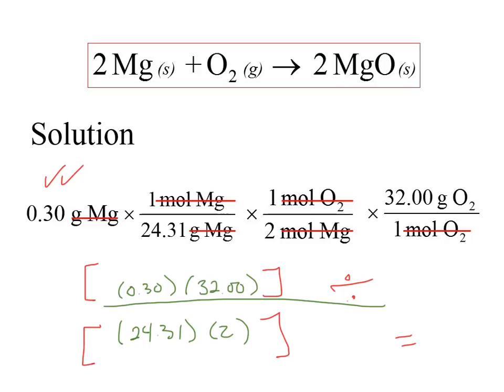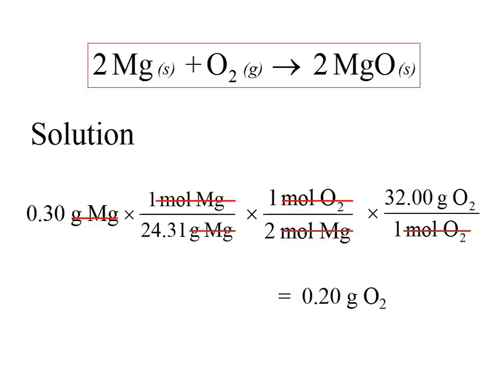All right, so is this what you guys got? 0.20. Every once in a while my slides are wrong, but this one is pretty solid. Awesome. So kind of back to the brownies thing: if these were ingredients and you knew you had 0.30 grams of magnesium, you would need to use up 0.20 grams of oxygen. That's the stoichiometric amounts you'd need.